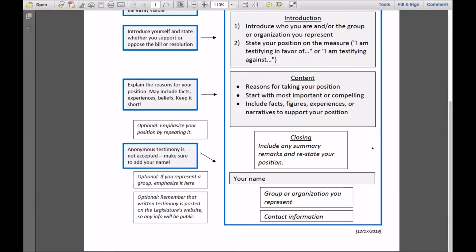That's how you can get to these people and speak their language. And then you sign it with your name and make sure you put your contact information on there.